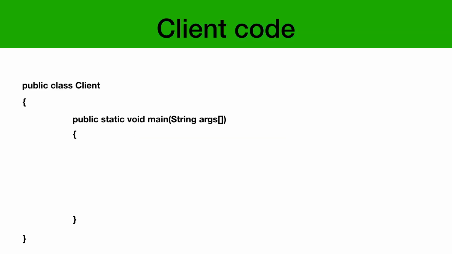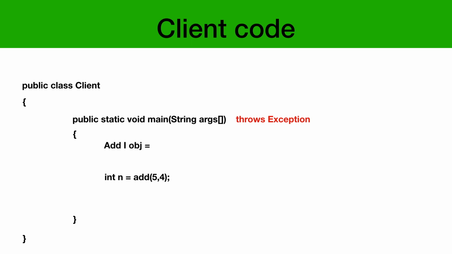Now let's see the client code. It's a public class which has a main method and it throws Exception. Essentially what we need to do is call the add method and store the value returned by it in a variable. We can't access the add method directly, so we need to create an object of the remote interface.